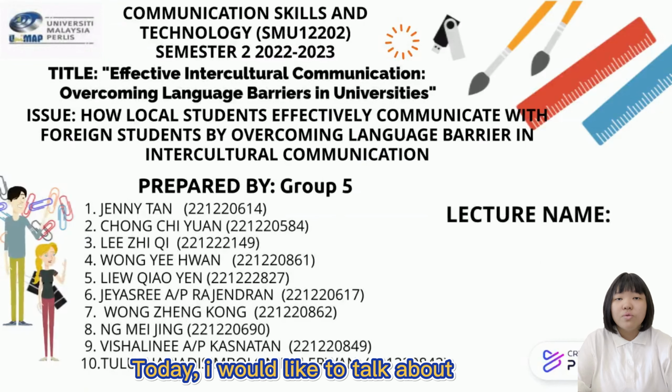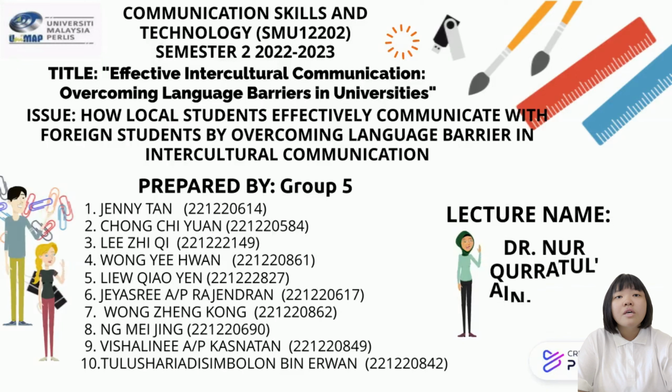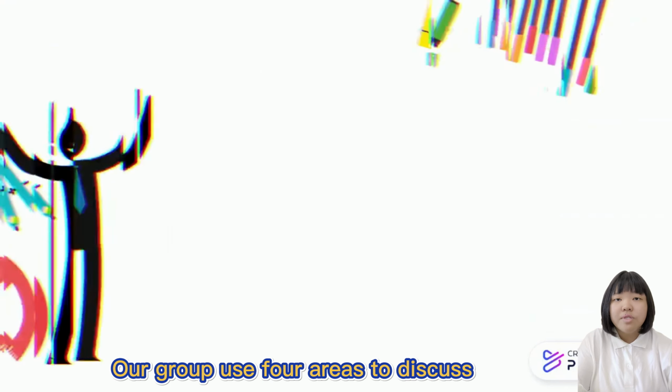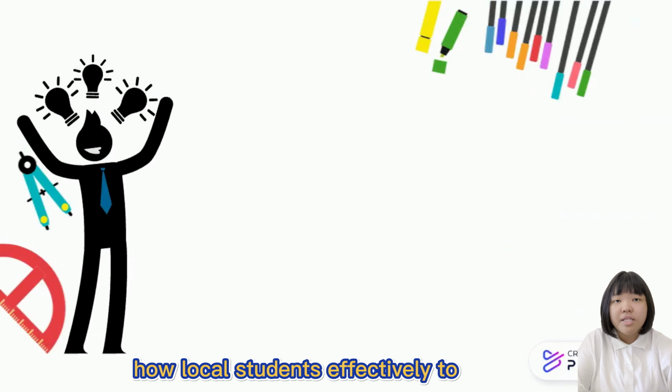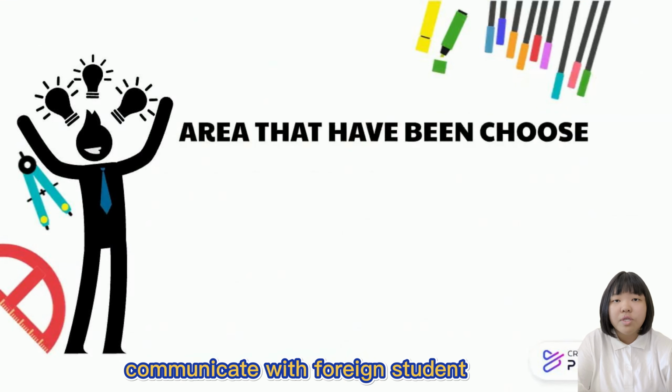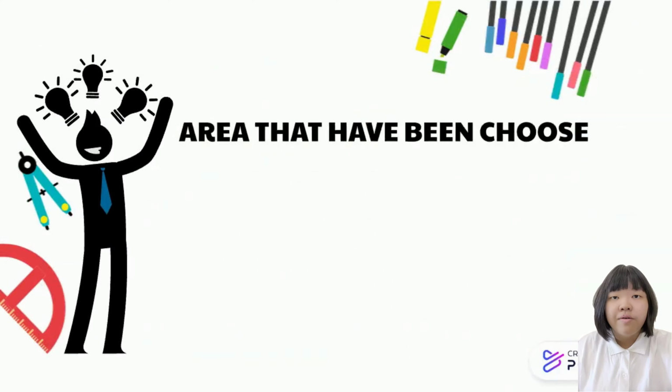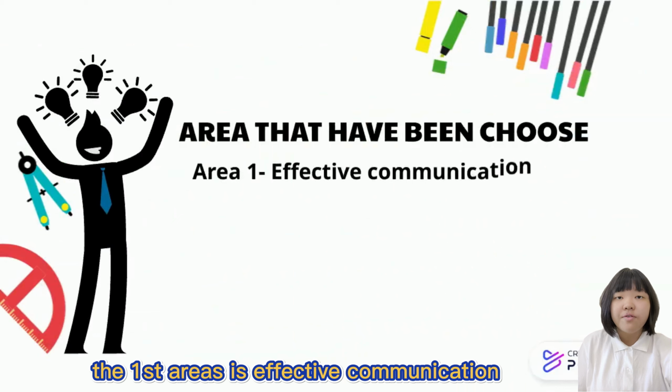Today, I would like to talk about effective intercultural communication by overcoming language barriers in university. Our group used 4 areas to discuss how local students can communicate effectively with foreign students by overcoming language barriers in intercultural communication. The first area is effective communication.